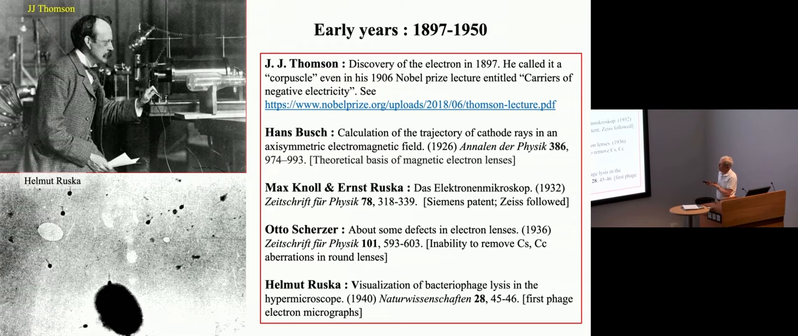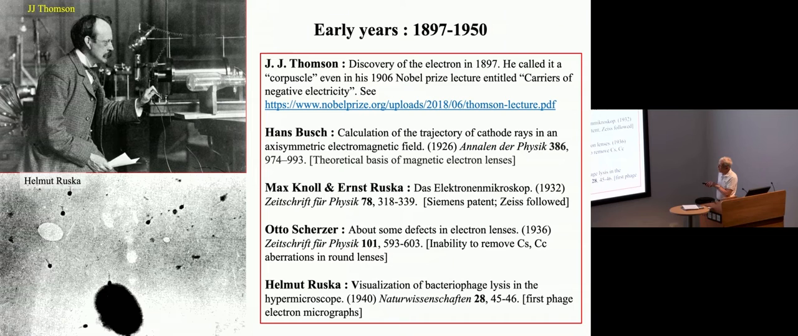And then a bit later on, Ernst Ruska, who had more of an engineering background, used this information to develop the first electron microscope, and this is a paper with Max Knoll. They patented it, and Siemens was the first company to start making electron microscopes commercially around about 1940.